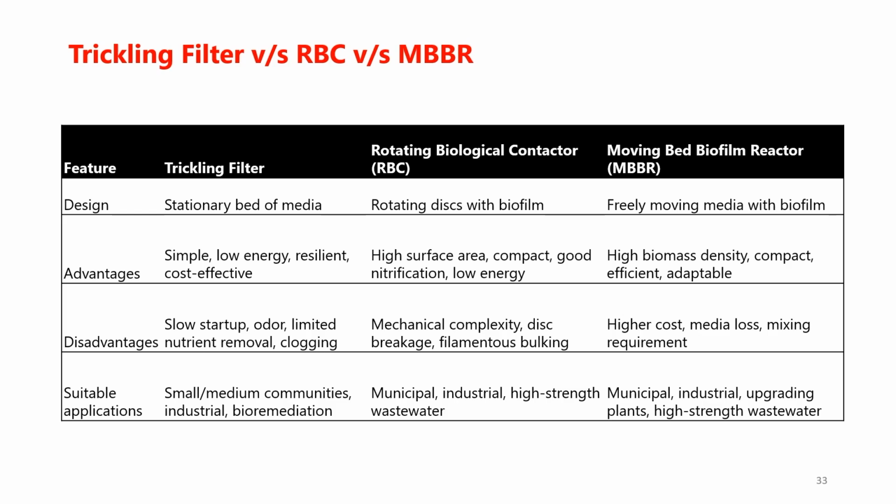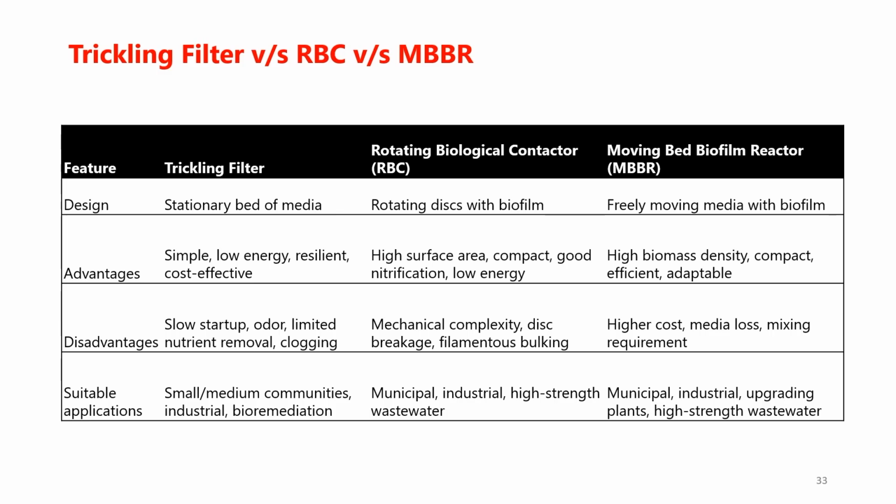However, each of them has certain disadvantages. Trickling filter: slow startup, odor limited, and nutrient removal is a challenge. There is a problem of clogging. In RBC also there is mechanical complexity, disc breakage may happen, and there may be bulking of the filaments. Then in the MBBR we have very high cost of operations. There is media loss, and we need to mix the contents regularly.